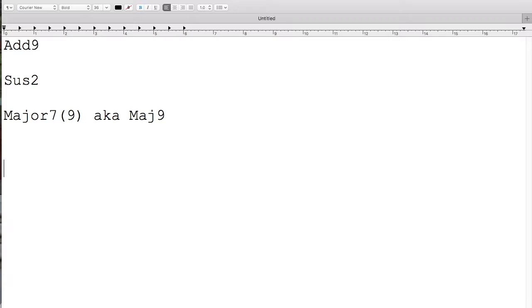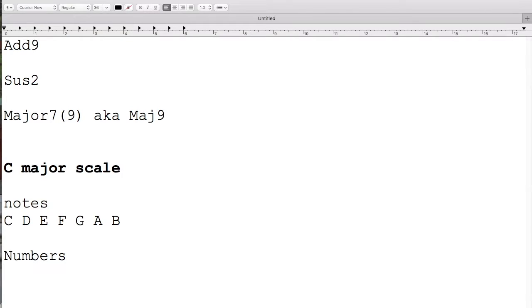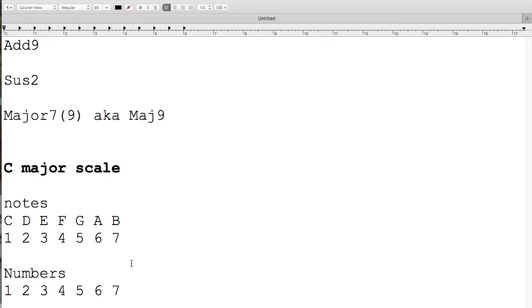Okay, so we want to start with the C major scale in terms of its notes. C, D, E, F, G, A, B, C if you want to go to the octave. And then in terms of its numbers, 1, 2, 3, 4, 5, 6, 7. As you know, everything in music theory relates to or is derived from the major scale. So if we have a set of 7 notes from the major scale, we're just going to label them as such. 1, 2, 3, 4, 5, 6, 7. Nothing is altered, nothing is flat or sharp.